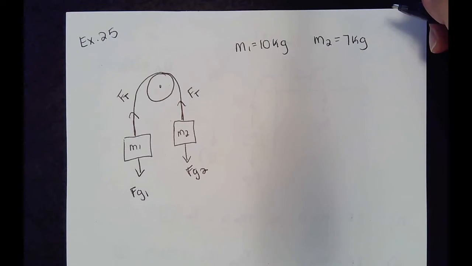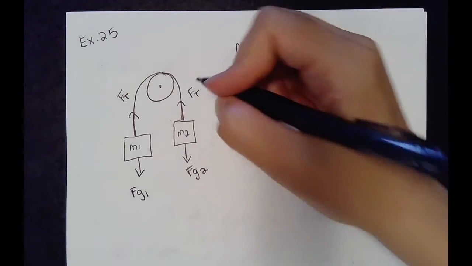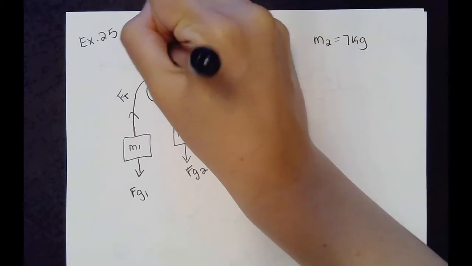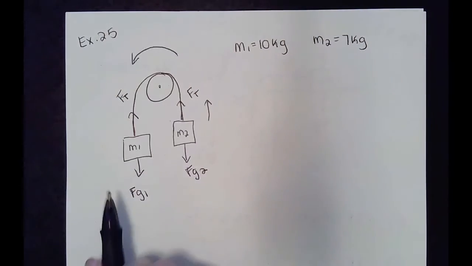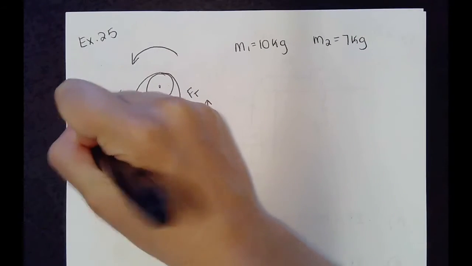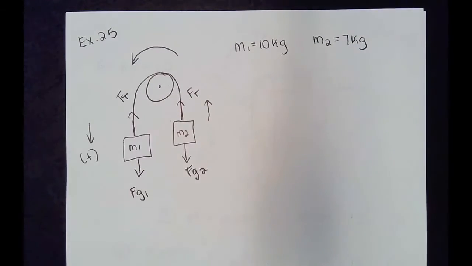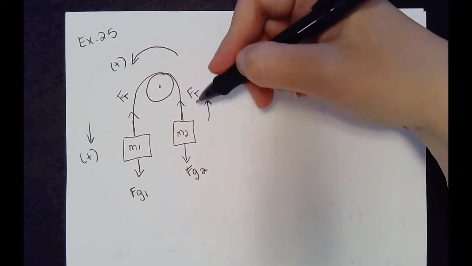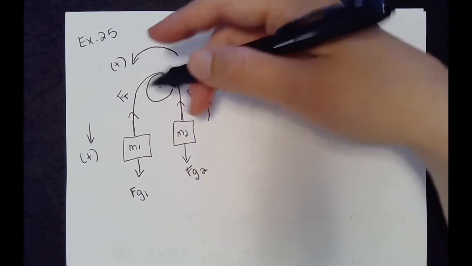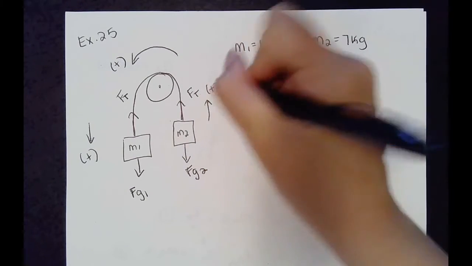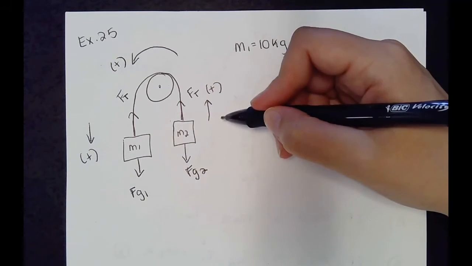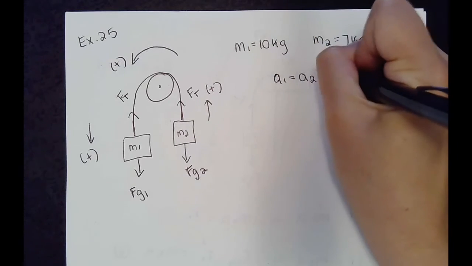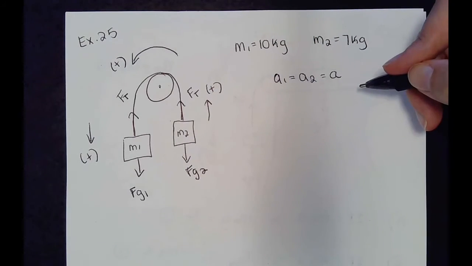Let's use the system where we take the positive direction to be the direction of motion. It's going to move like this. It will move towards the heavier mass, so mass 1 will move down. That will be the positive direction for mass 1. Mass 2 moves up and around the pulley like this, counterclockwise, so that direction is positive for mass 2. And again, if we do this, we can say a1 equals a2 equals a. So that's why we're using this method.